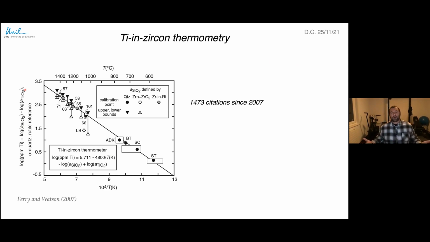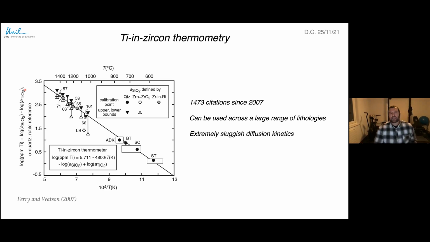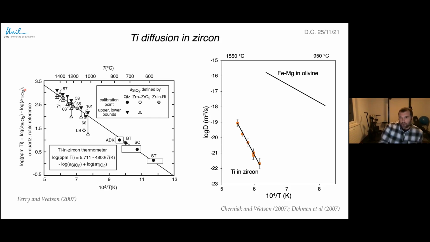Now, to give an idea why this is so worth spending the time on, as of about 4 days ago, I looked this up, and this thermometer has been cited almost 1,500 times since 2007. So this is an extremely commonly used thermometer. And I would say there are two main reasons for this. Number one, as I said a moment ago, given zircon is such a ubiquitous mineral, it makes this thermometer very easy and very useful to apply to a large range of rocks. And the second reason is because it's been shown that titanium diffuses very, very slowly within zircon.